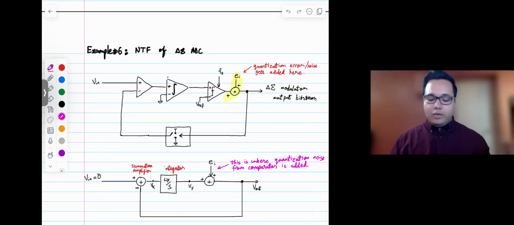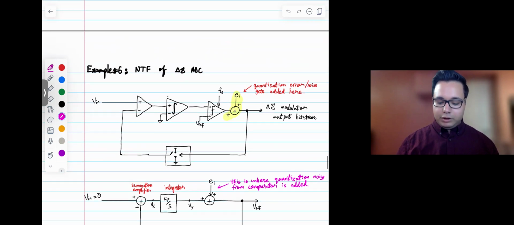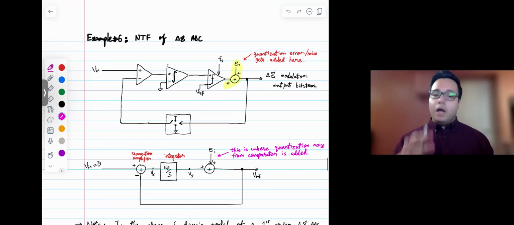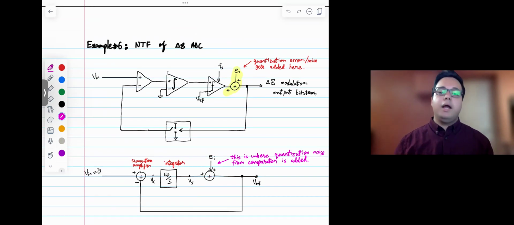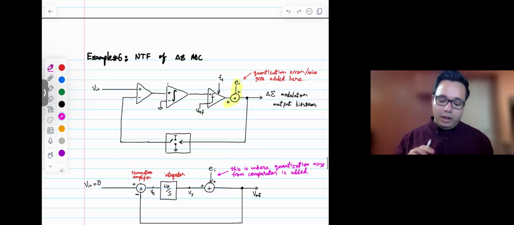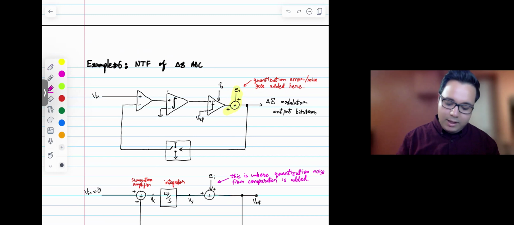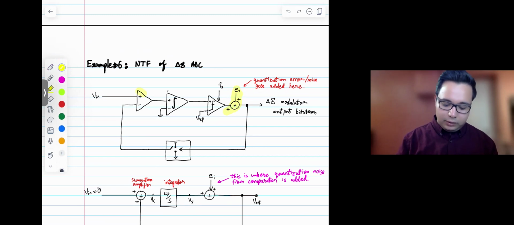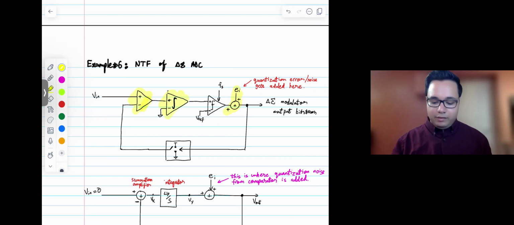So here we're looking at the noise transfer function of a delta sigma ADC. More specifically, we're looking at the delta sigma modulator, and this is the first order delta sigma modulator. That's okay if you're not aware of it. Basically, the circuit is something like this. You have a summing node or a summing amplifier, then you have an integrator, and then you have a comparator.